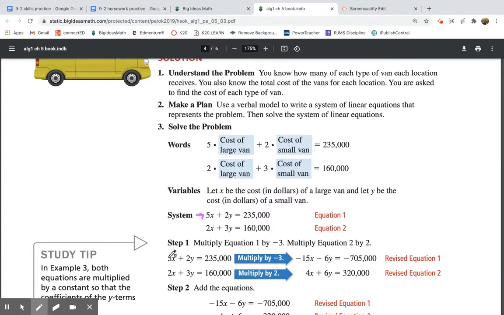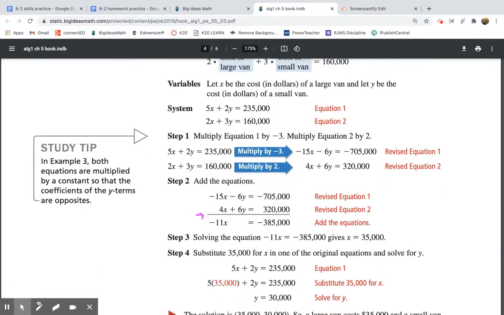When we do that, 5X times -3 is -15X. 2Y times -3 is -6Y equals, and then you have to do 235,000 times -3, which gives us -705,000. Then we have to multiply our bottom equation by 2. So I have 2X times 2 is 4X, 3Y times 2 is 6Y, 160,000 times 2 is 320,000. So here are our 2 equations that we can finally line up and eliminate.